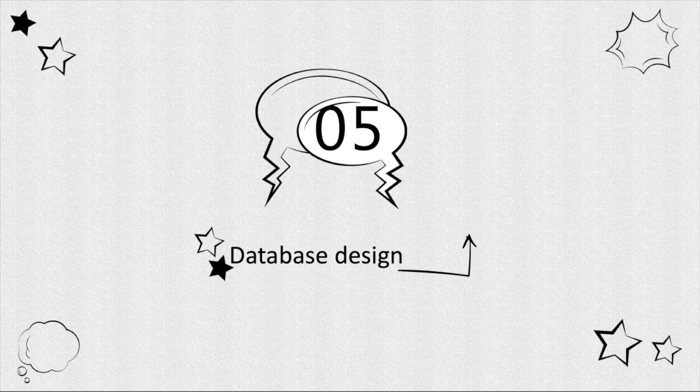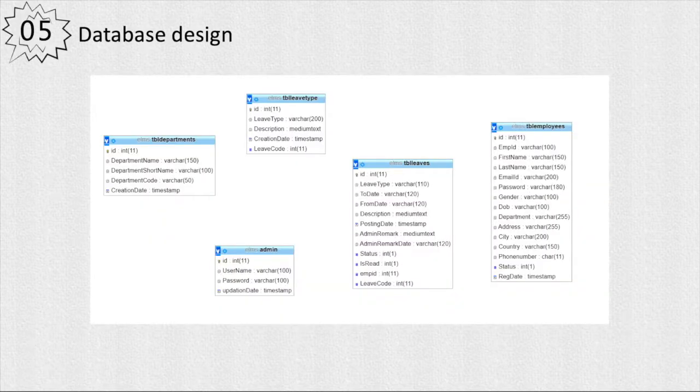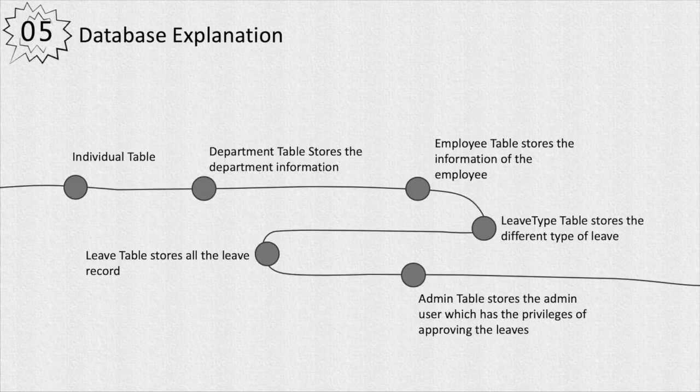The database design is split into a total of 5 tables: the departments, the leave type, the admin, the leave, and the employee. The department table has all the department information. The employee table stores the information of the employee. The leave table stores the leave records, and the leave type table stores the different leave types. The admin table stores the admin users who have the privilege of approving the leave.